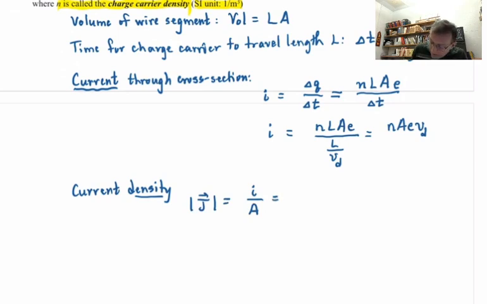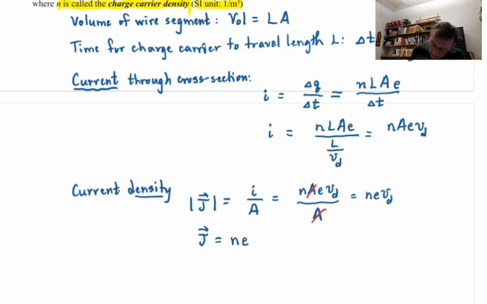Using my expression for the total current, and then dividing by the area, notice the area cancels, and I have that expression. Now that's for the magnitude of J, and then you could just make it a full vector equation like that.